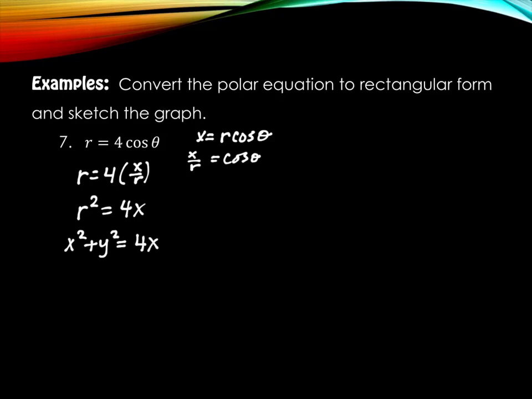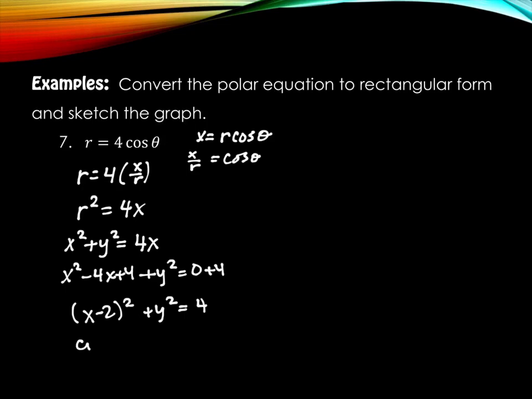All right, so this feels a lot like the one 2 problems ago. We're going to move the 4x to the other side. We'll leave a space, and there's my y squared. I need to complete the square. That's addition of 4. And factoring here gives me x minus 2 squared plus y squared equals 4. This is actually a circle as well because the coefficients in front of the x squared and the y squared are the same.